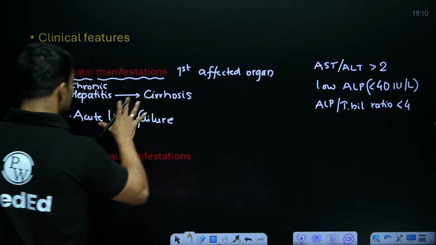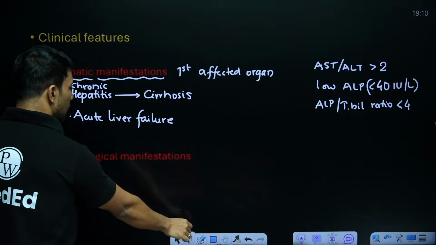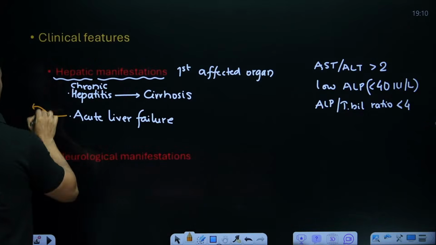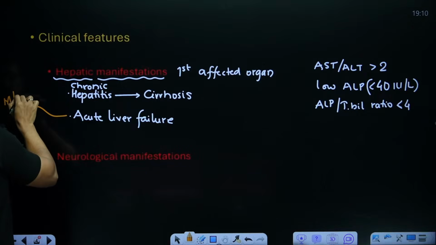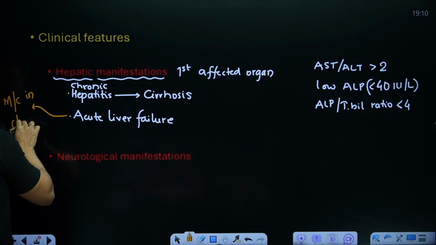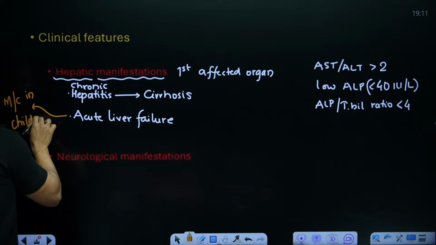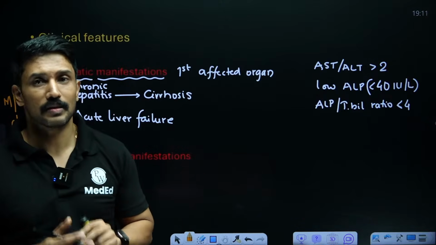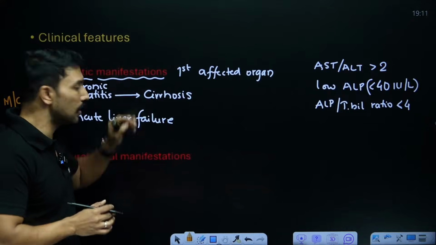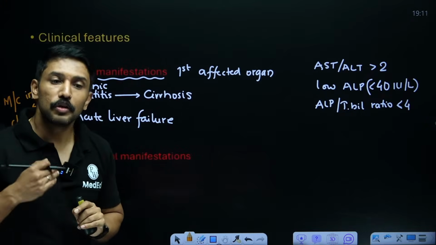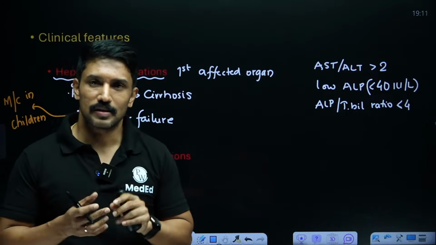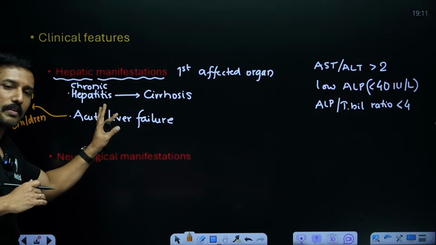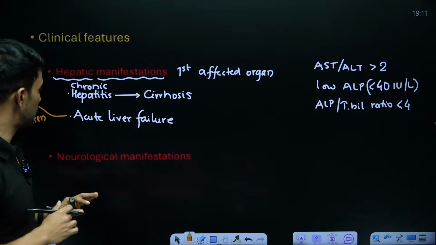Now the presentation with acute liver failure is typically more common in children. The adults are less likely to present with acute liver failure. In fact, the majority of children, if they are presenting with Wilson disease, present with liver involvement. The majority of adults, if they are presenting with Wilson disease, present with neurological manifestations. Children mainly with liver, adults mainly with neurological manifestations.